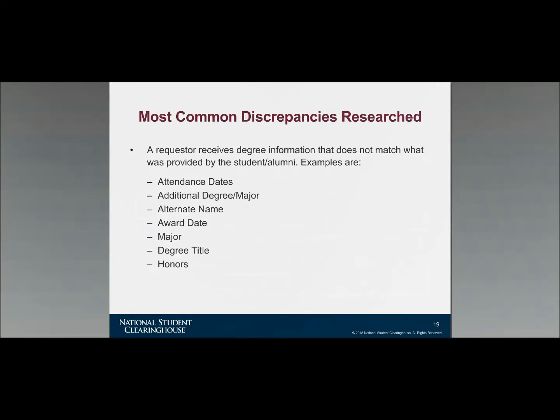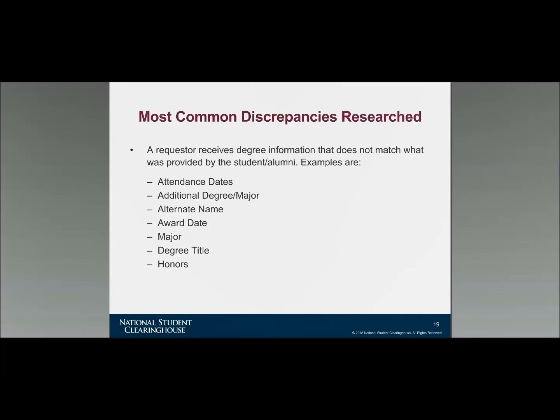Some of the more common reasons for discrepancies will be missing or different attendance dates, the major, a difference in the name that appears on the record, award dates, or the exclusion of an additional degree. Other areas that often generate discrepancies are the degree titles and honors. For example, one common discrepancy that we've seen researched a lot is a claim for an economics major. We've seen it awarded as a Bachelor of Arts and then claimed as a Bachelor of Science by students from time to time. So some requesters will view that as a significant difference and will have to reach out to confirm the correct title.